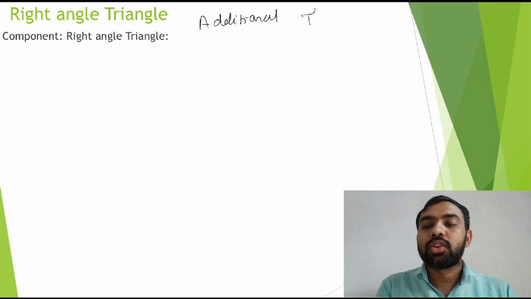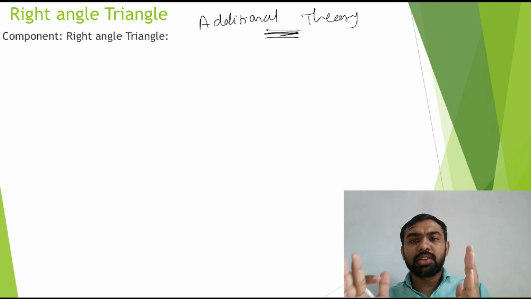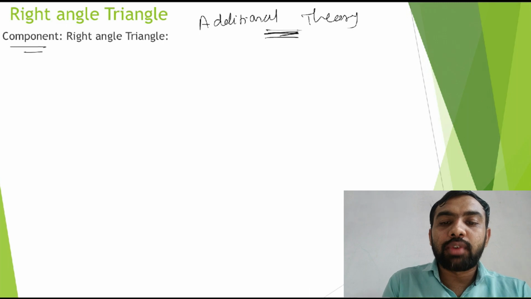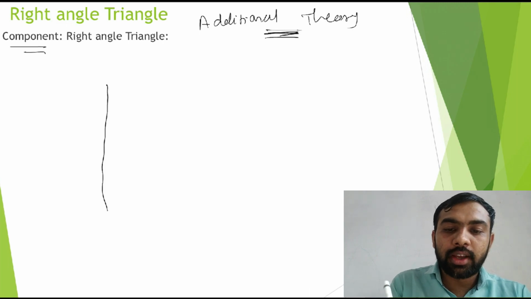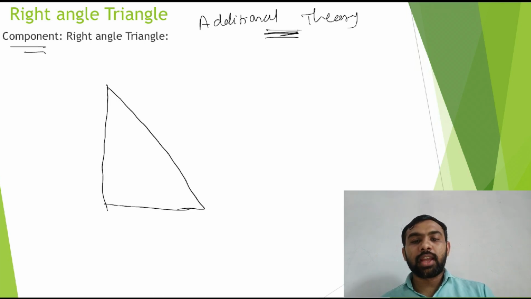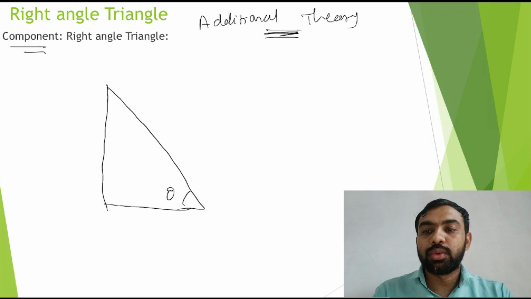One additional theory. Today I say you must remember this additional theory properly. Okay, right angle triangle. So how do we discuss the components of a right angle triangle? How do we draw the right angle triangle? So this is the right angle triangle. If this angle is theta, you must draw it properly.